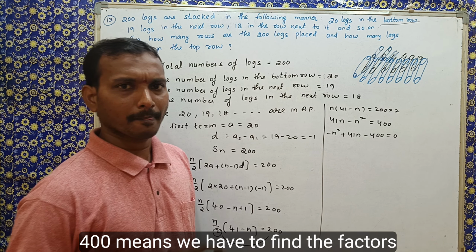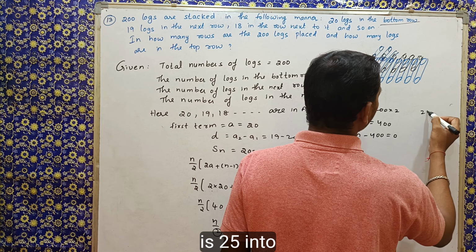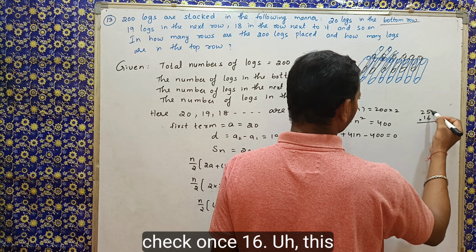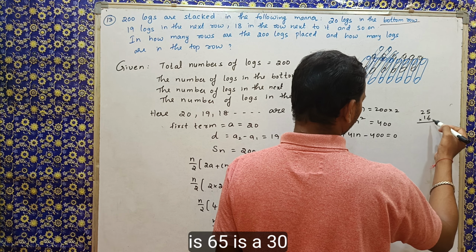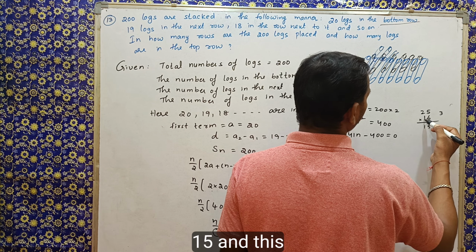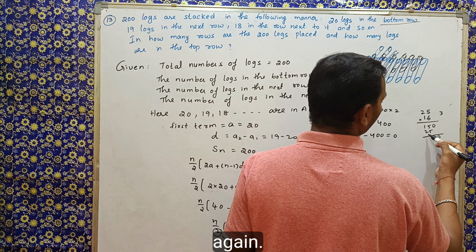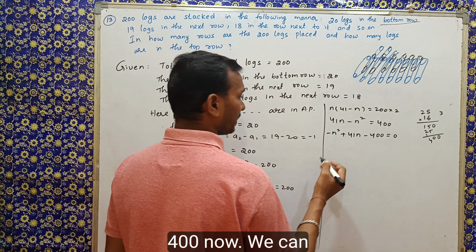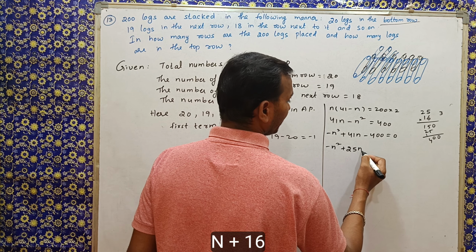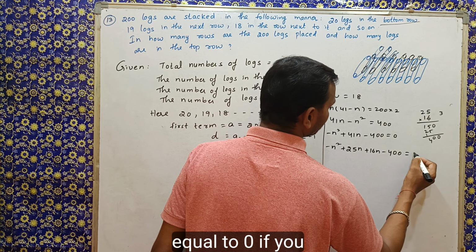So 400 means we have to find the factors of 400. That is 25 into 16 will give us 400. Just check once. 16 into 25, yes, 25 into 16 will give you 400. Now we can write this as minus n square plus 25n plus 16n minus 400 is equal to 0.